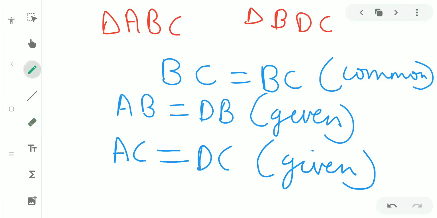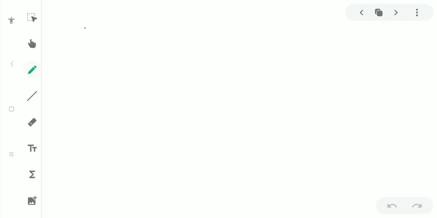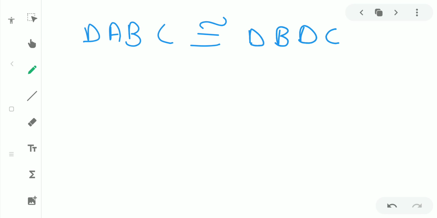AC will be equal to DC. It is also given. So now triangle ABC is congruent to triangle BDC by SSS.